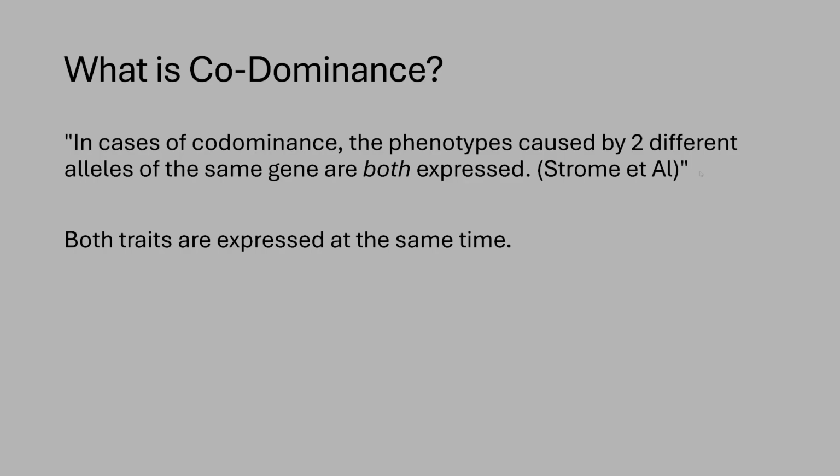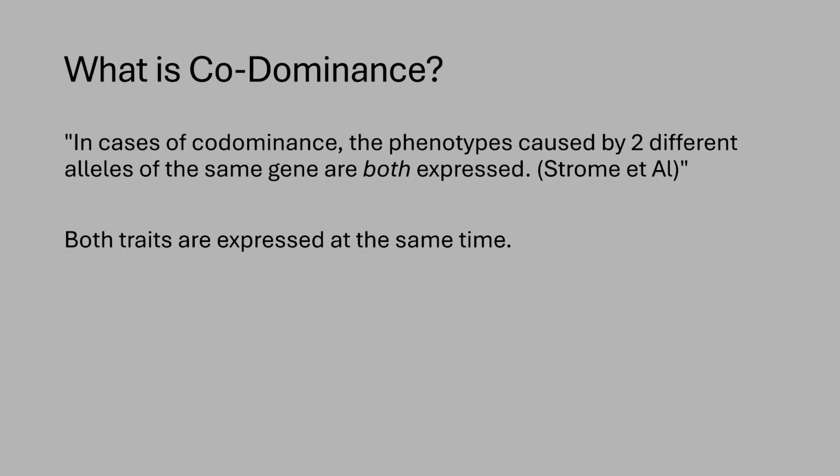So, moving on to codominance, this occurs when two different alleles are expressed at the same time. So, a really good example, I have two examples for this one. A really good example is with camellias. So, I'm going to use the two colors that I used before. You have a red camellia and a white camellia.